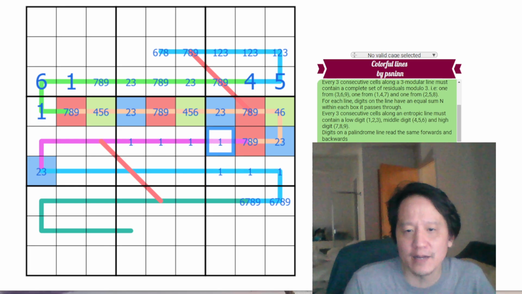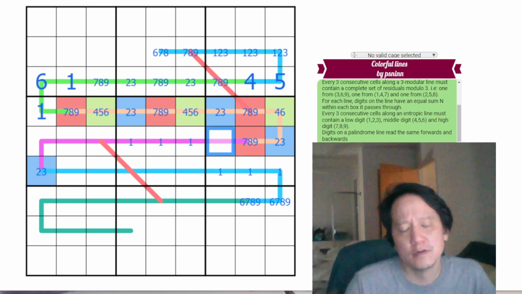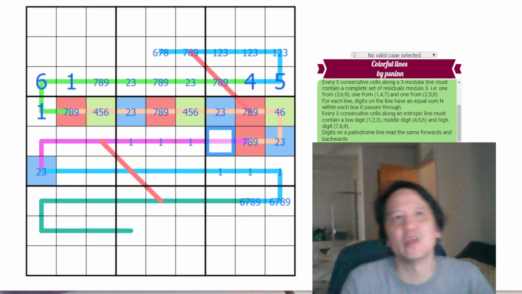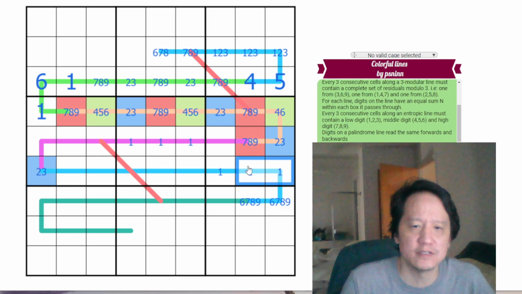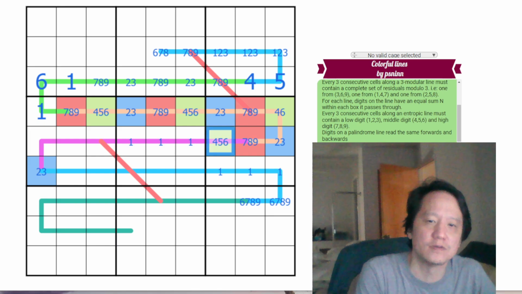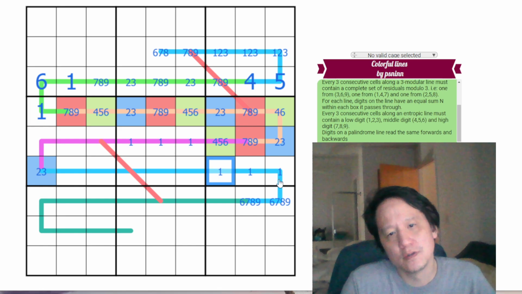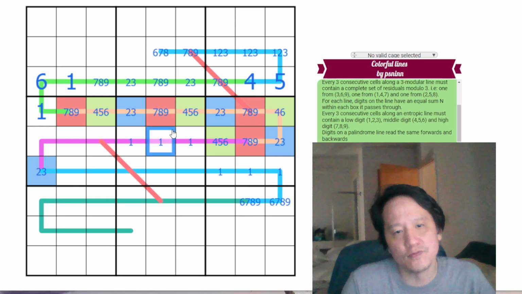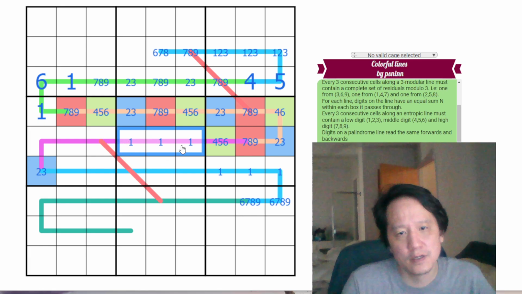So this cannot be 1. It cannot be 1, 5, 6 either. So this cannot be high. It can't be low. This one has to be medium. So this is 4, 5, or 6 also. So this is 1. One of these is 1. So this is the same as that, which is the same as that.